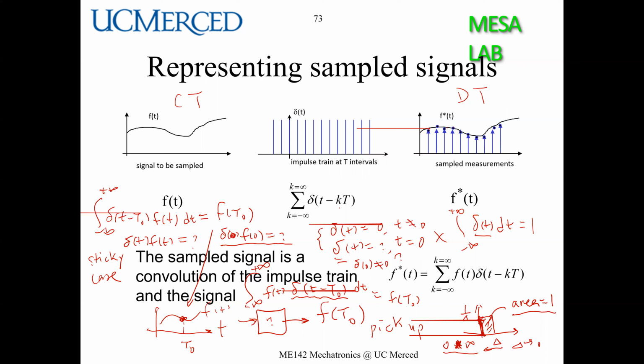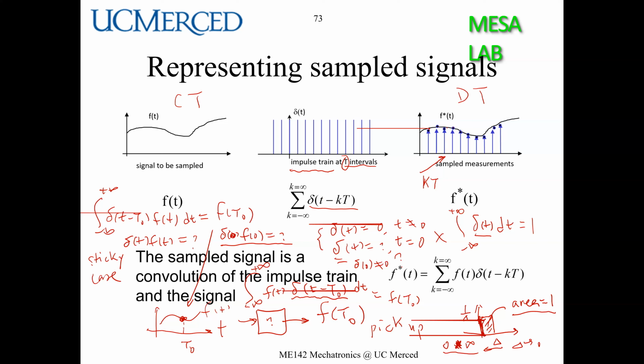So basically, if I need a point at kT, any point at kT, then I need delta of t minus kT. Make sense? Then I add everything together, like integration, here in the discrete sense. So this is called the impulse train with a T interval. T is my sampling period. So this is k times T, the sampling points.